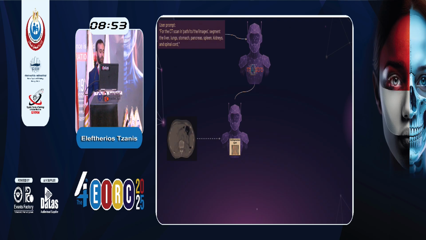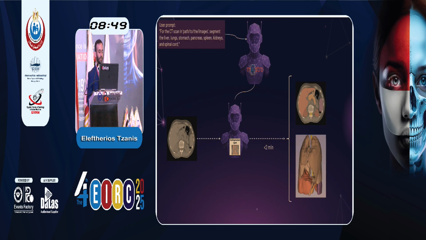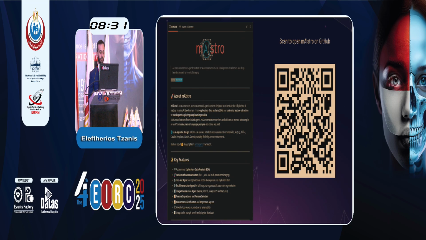TotalSegmentator gets access to the CT scan and in less than 2 minutes segments all the requested organs. Then the agentic system returns the results to the clinical expert, and the clinical expert can review these segmentations, approve them, reject them, or make any necessary corrections before further processing.